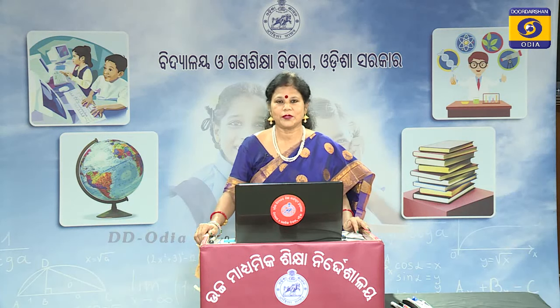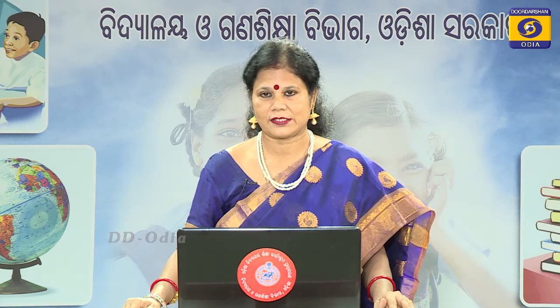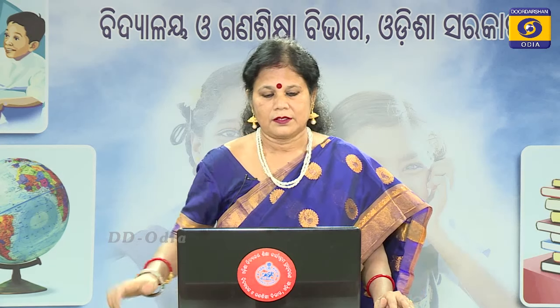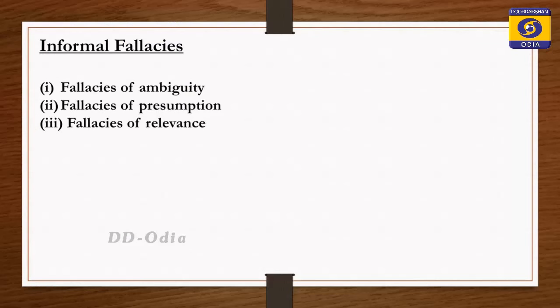Let us resume our discussion from fallacies. Today we will discuss informal deductive fallacies and inductive fallacies. So, let us know what these informal fallacies are. Informal fallacies are of three types: fallacies of ambiguity, second fallacies of presumption, and third fallacies of relevance.